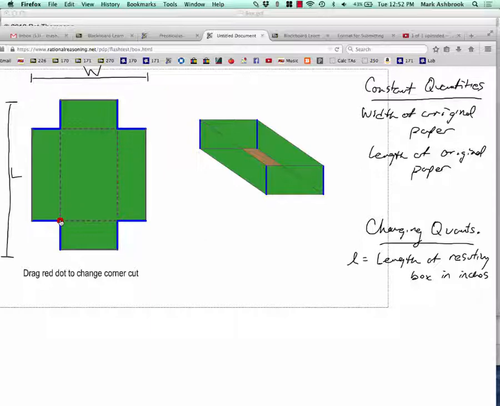All right, so other changing quantities. Yes, sir? I use W to define width. Okay, the width of what? The width of the resulting box. Good. So let's use a lowercase or script W: width of the resulting box in inches. Good.